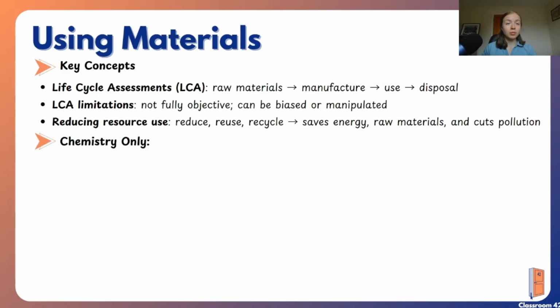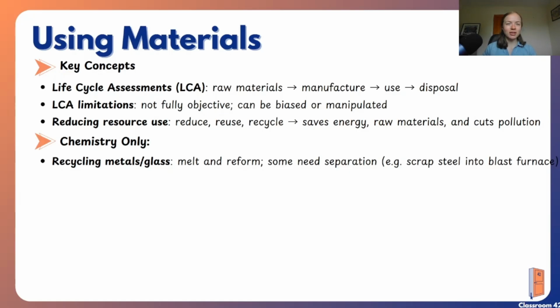We also need to be able to recognise how we can reduce resource use, so that is through reducing, reusing and recycling, and also the benefits of it: saving resources, reducing the use of raw material and cutting pollution as well. So the rest of our topics for C10 are going to be chemistry only, so if you're combined students you can move straight onto the questions or continue watching if you so please.